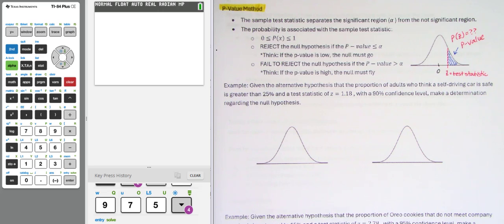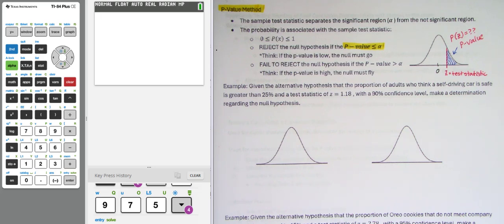Instead of labeling the shaded region as a rejection zone of alpha, we label it as our p-value, or the p of z equals with some question marks. We will then make our determination based off of the comparison of our p-value with our significance level. You're going to reject the null hypothesis if your p-value is less than or equal to your significance level alpha. We will then fail to reject the null hypothesis if the p-value is strictly greater than our significance level alpha.